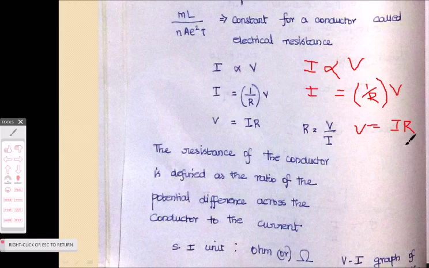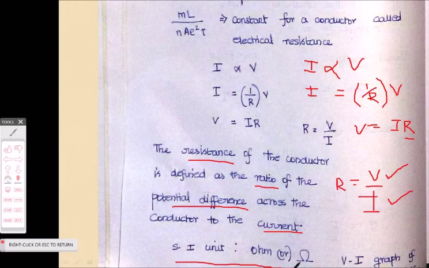What is this? The R is called resistance of the conductor. Resistance of a conductor is defined as the ratio of the potential difference across the conductor to the current. See, R is equal to V by I. It is the ratio of potential difference across the conductor to the current. The SI unit for resistance is ohm. This is the symbol.